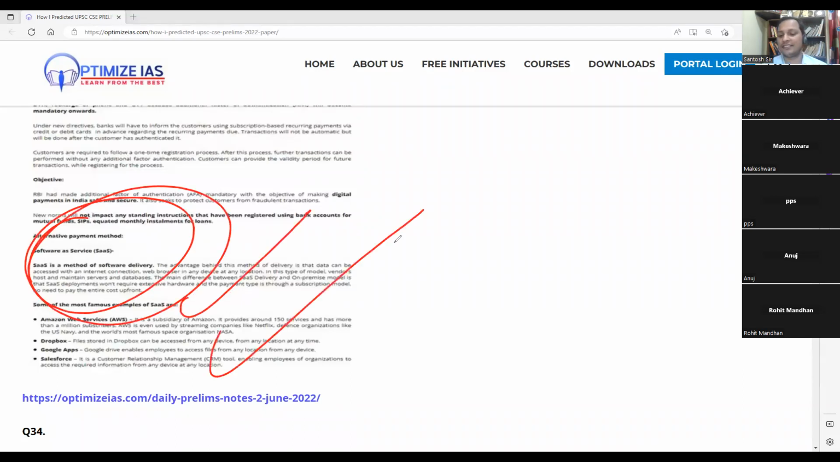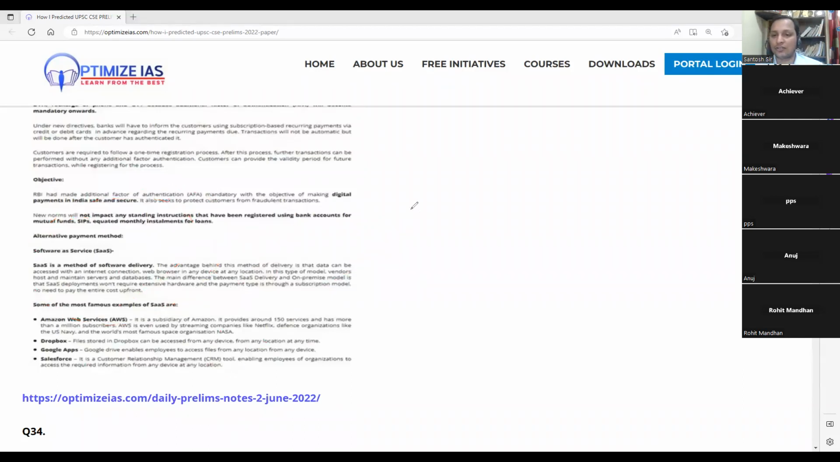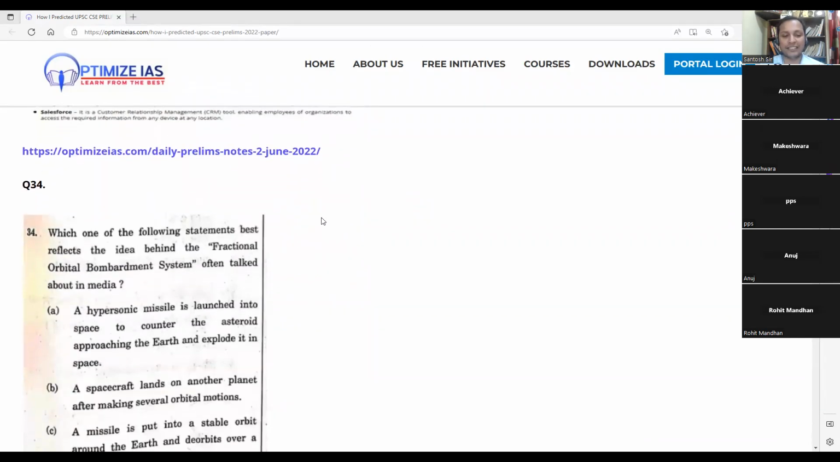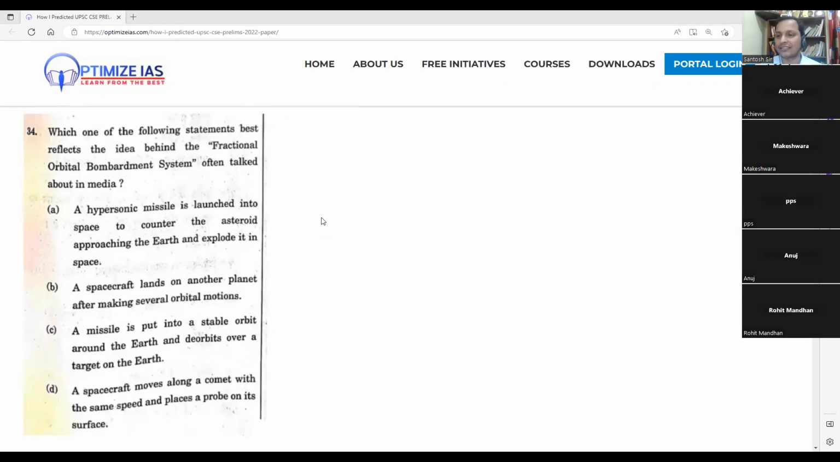Can you see this? Okay, can you see this? So this means what? UPSC is a very, very, very predictable exam. A few questions, you see, fractional orbital bombardment system. Okay, I have not covered that. Humbly, I accept that I have not covered it. Okay, see, we don't need to solve 100. We need to solve only 60, 65.